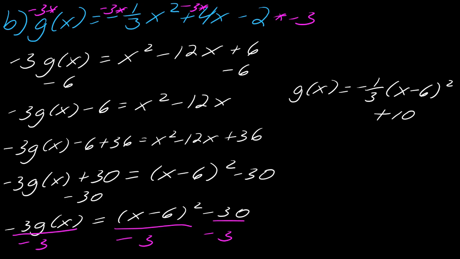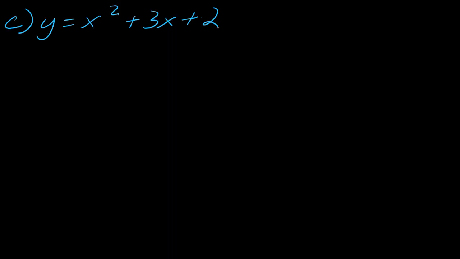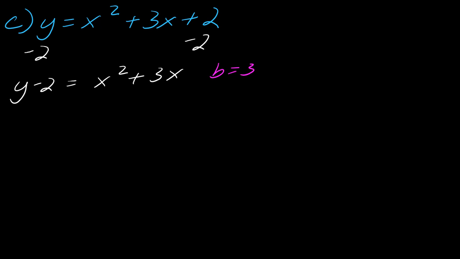Okay, so we have one more left. In this one, once again, I've got the leading coefficient that I need. So I'm just going to start by subtracting off the 2. And so let's see, I get y minus 2 equals x squared plus 3x. Now here's the plot twist with this one. When you complete the square, this will not be as beautiful because it's not an even number.